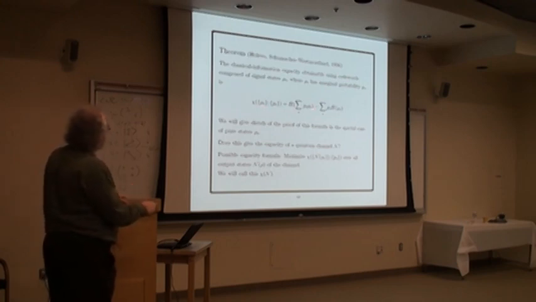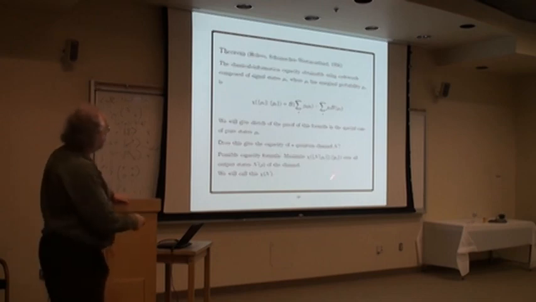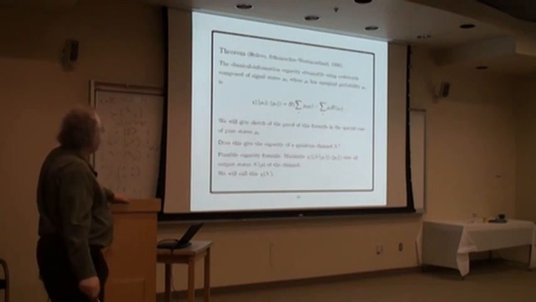And that's just the entropy of the output minus the entropy of the output given the input. So it is the entropy of the density matrix minus the average entropy of the states rho sub i. If these rho sub i's were all rank one, this second term would be zero, and it would just be the entropy of the density matrix. We'll give a very quick sketch of this proof for the special case of pure states rho sub i.